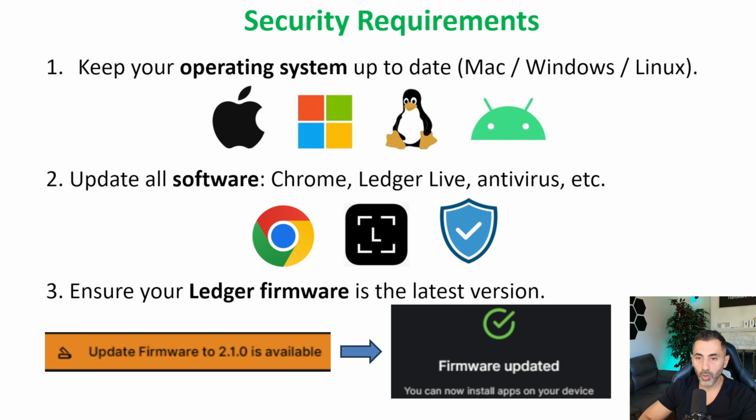There are 3 security requirements that you must follow before doing the transfers. Number 1, make sure your operating system is up to date. And if you can't update it because your hardware is too old, maybe it's time to upgrade the hardware. Number 2, update all software. In this case, specifically, we're going to be using Chrome to connect to the exchange, the Ledger Live software to connect to your ledger. And if you have an antivirus, make sure your virus definitions are up to date. And last but not least, ensure that your Ledger firmware is also running at the latest version.